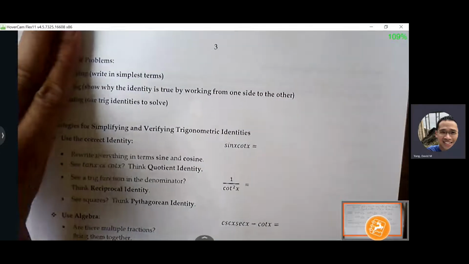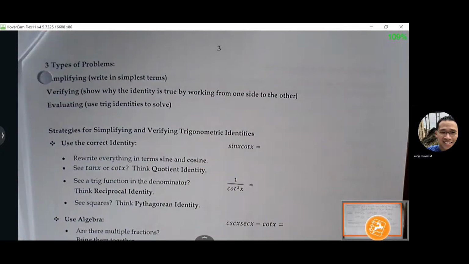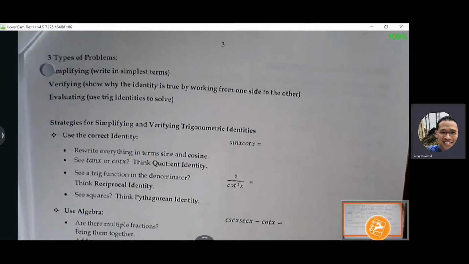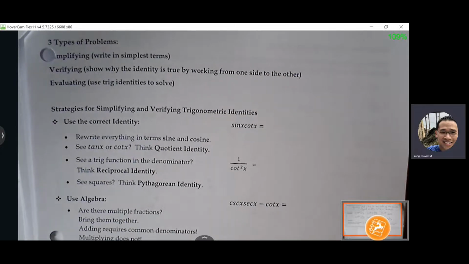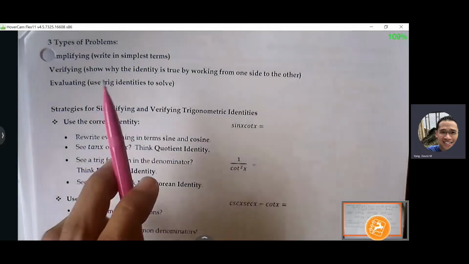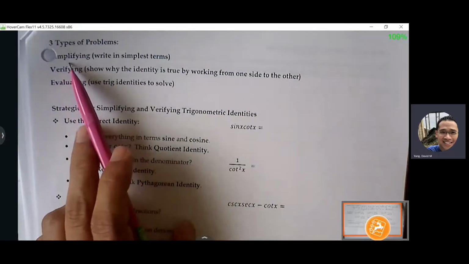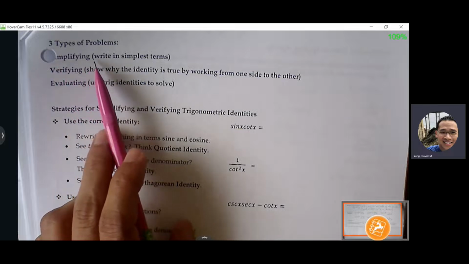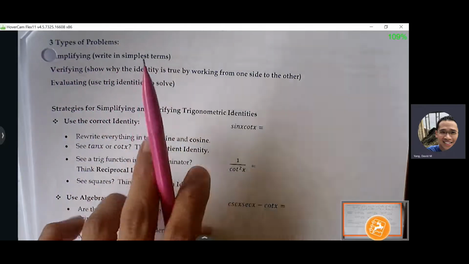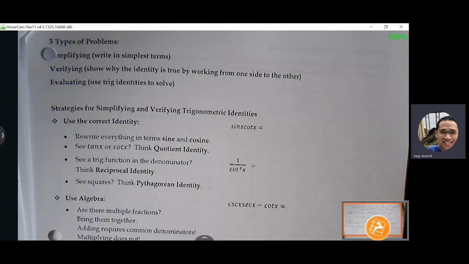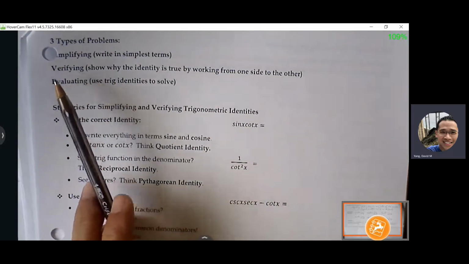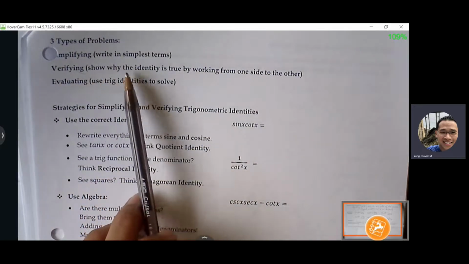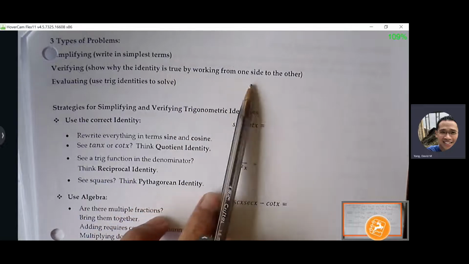All right, next page, page 3. Okay, so the problems that we're going to learn how to solve are simplifying. Sorry about that being cut off there. Simplifying means we want to write it in simplest terms, taking a complex expression and using identities and properties to clean everything up, cancel and reduce. Another type is verifying. This is showing why the identity is true by working from one side to the other.